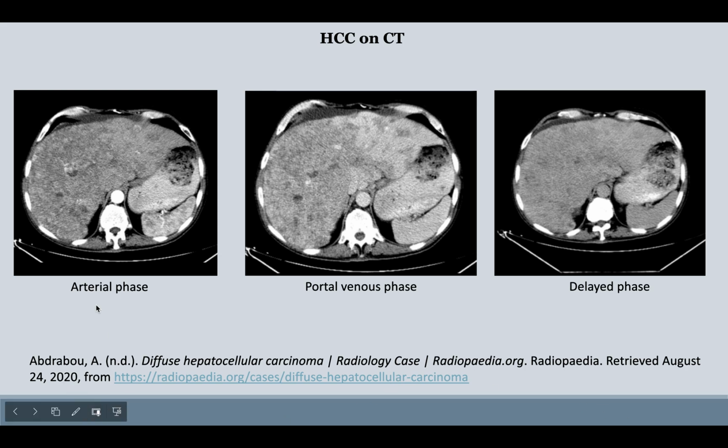And we can start here with the arterial phase. This is where the lesions would be enhancing greatly, although it's kind of hard to see in this particular image. But then we have the portal venous phase and the delayed phase. In these phases, the lesions are demonstrating little enhancement, which is pretty characteristic of HCC.